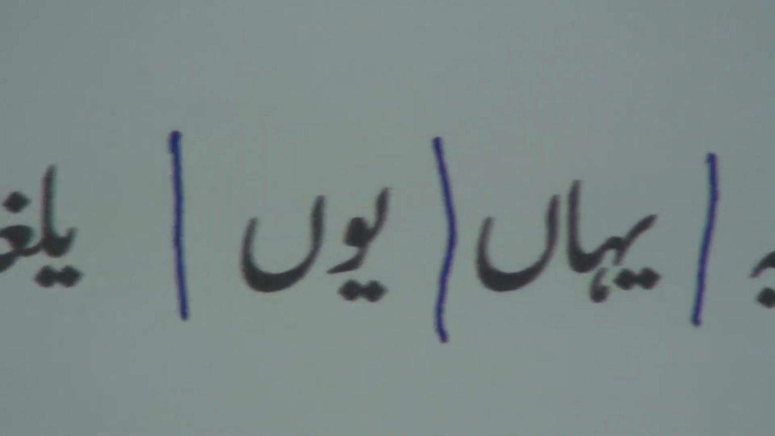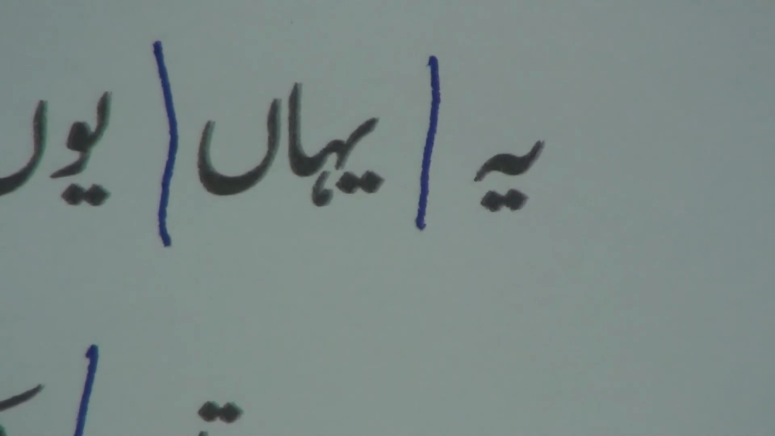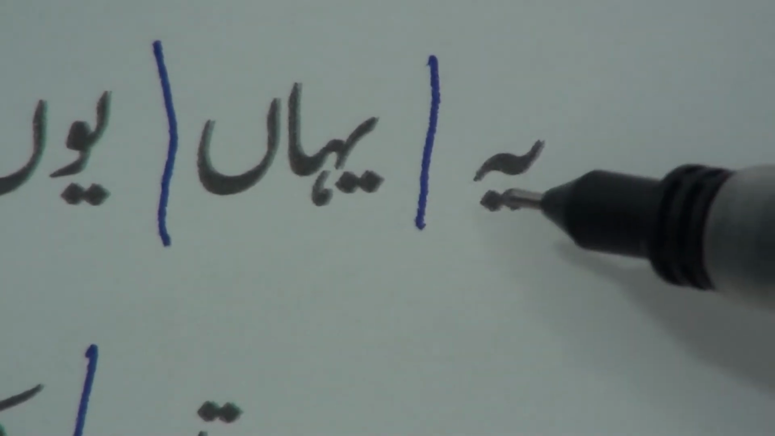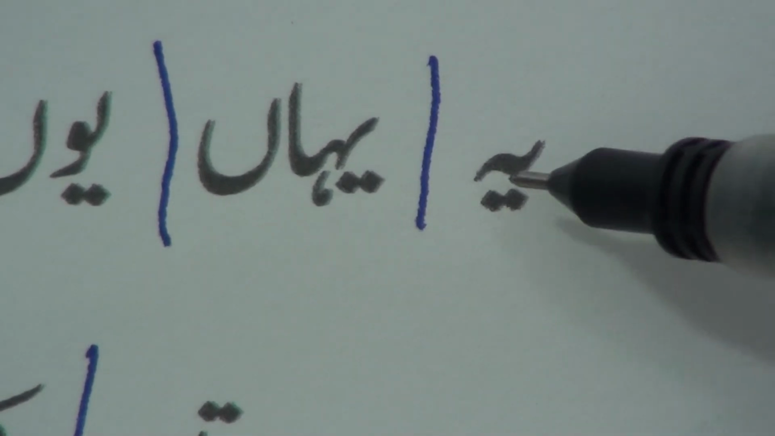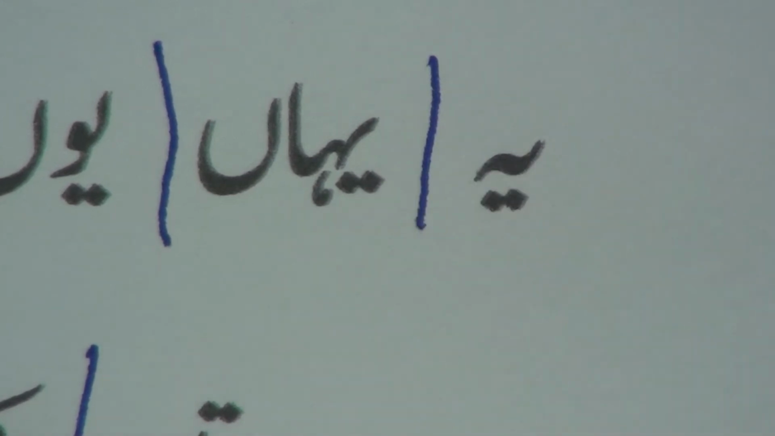Then you can recognize them by these shapes. Then you can recognize them only by two dots below. Here are a few words. Ye, he, ye. There are two dots, so it means it is ye.